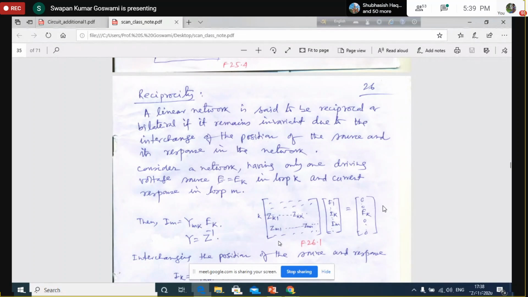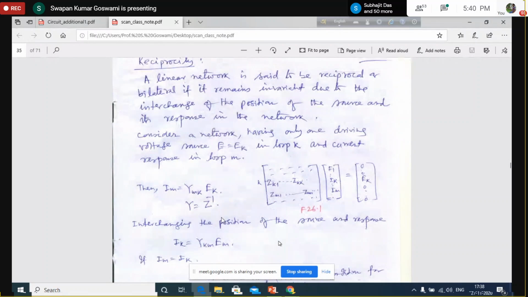Is it clear? So I am writing Im in terms of Ymk into Ek. What is this Y? Y is obtained by taking the inverse of this Z matrix. Ymk means the mth row, kth column term of the inverse matrix. Z inverse mth row and kth column, that is Ymk. So from that I can find the value of Im as this admittance element into Ek.